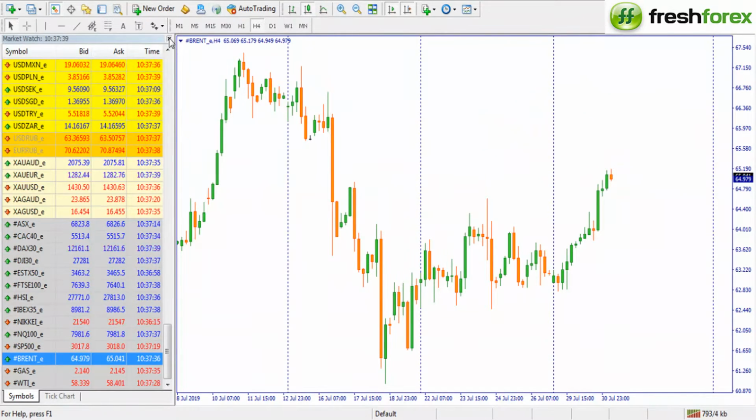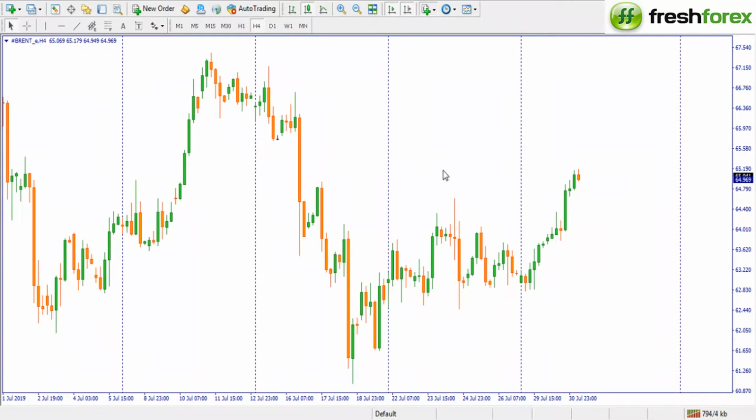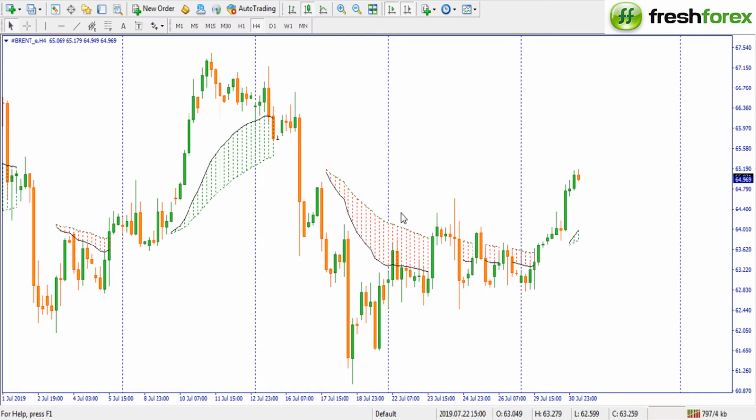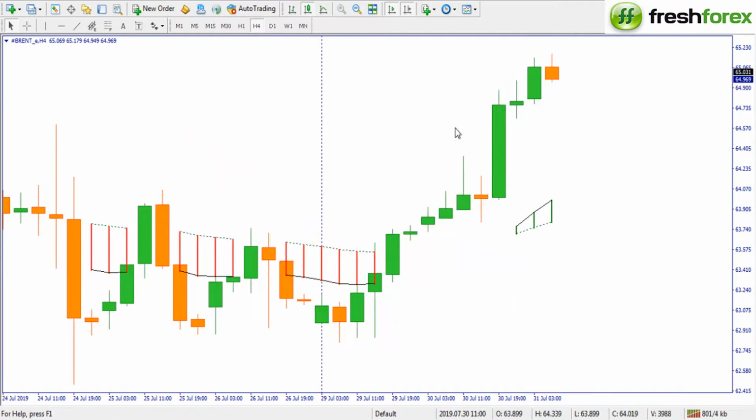For Brent oil, it is very much bullish. Price is continually heading upwards. We are seeing higher lows, and that bullish move started actually from this point here. So if you are trading this, you could have bought it in the previous 4 hours, which is here.